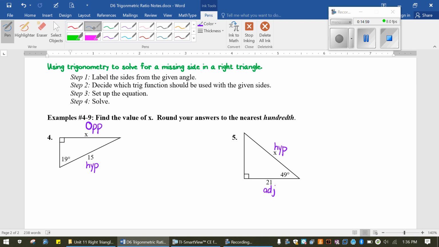Next step, decide which trig function should be used with the given sides. Again, sine is opposite over hypotenuse, cosine is adjacent over hypotenuse, and tangent is opposite over adjacent. In example number 4, opposite and hypotenuse are the sides that we have, so that is sine. So we're going to use sine of that acute angle, 19 degrees, and then we write our ratio. Sine is our opposite side over our hypotenuse.